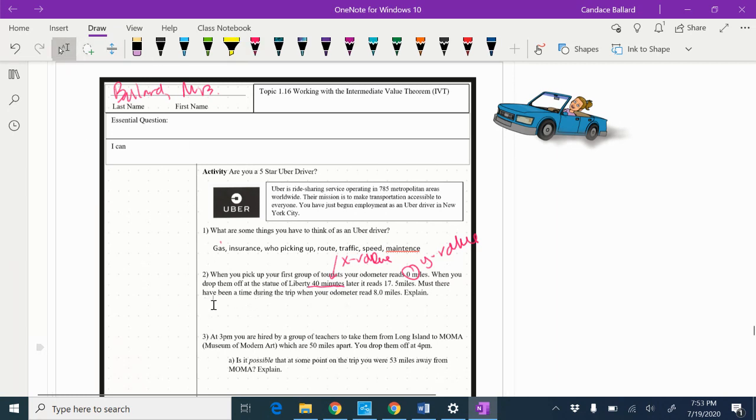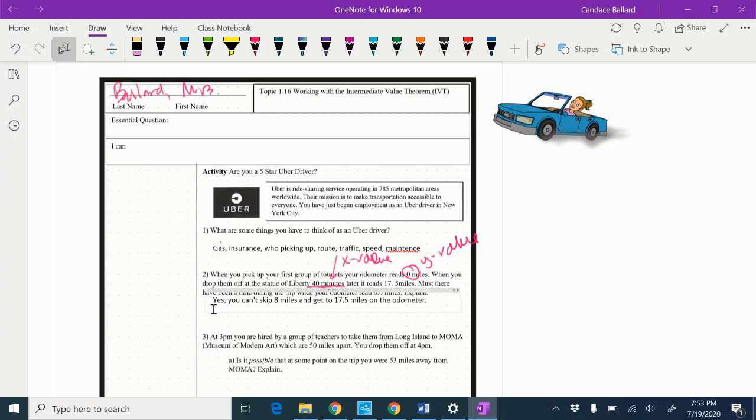Well, if we think about that, is there any way that I could have possibly skipped over the number 8 when I go from 0 miles to 17.5 miles? And there isn't a way to do that. So must there have been a time during the trip when you read 8 miles? So the answer is yes. You can't skip 8 miles and get to 17.5 miles on the odometer.